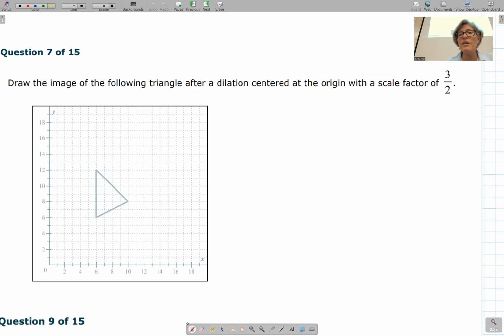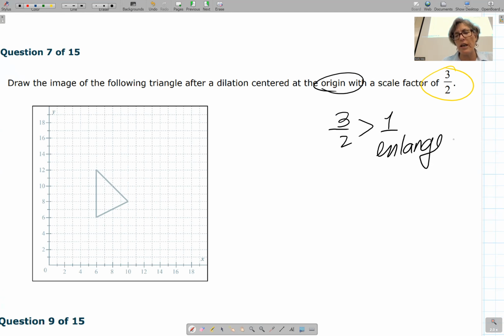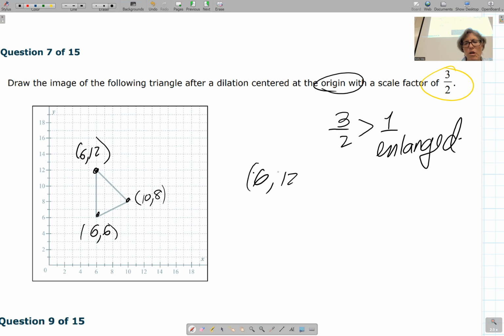We are going to take this image, we're going to dilate by 3/2, dilate from the origin. 3/2 is bigger than 1, so we know our final product is going to be enlarged. So we get our points here, and that's going to be 6, 12. That is 6, 6. That looks to be 10, 8. Okay, so 6, 12, 10, 8, and 6, 6.